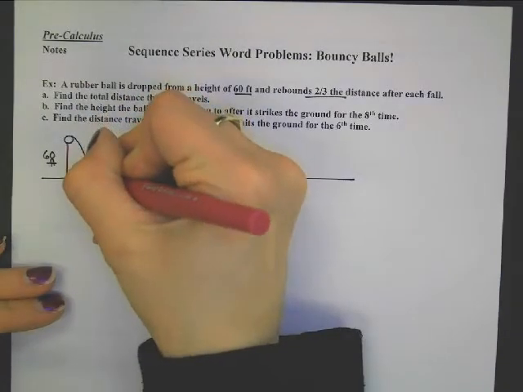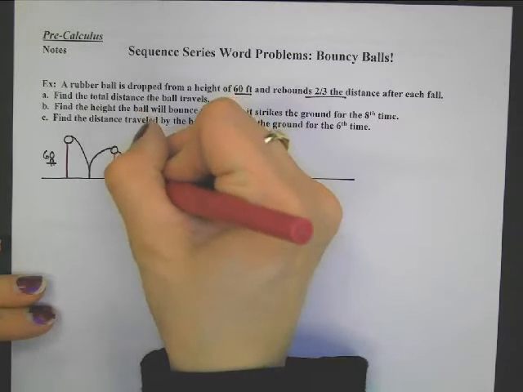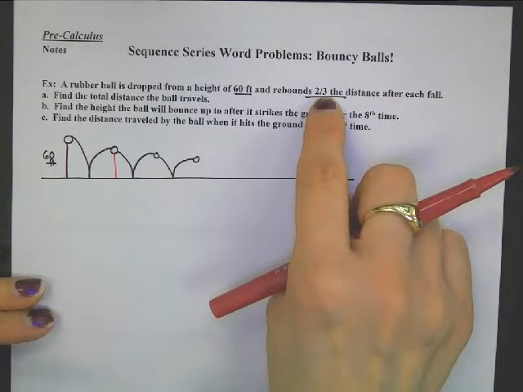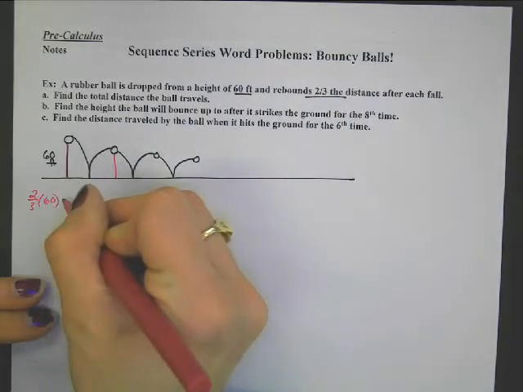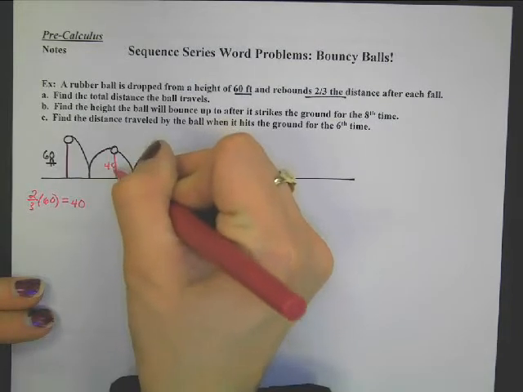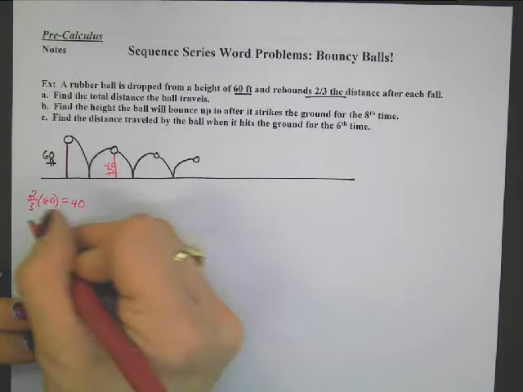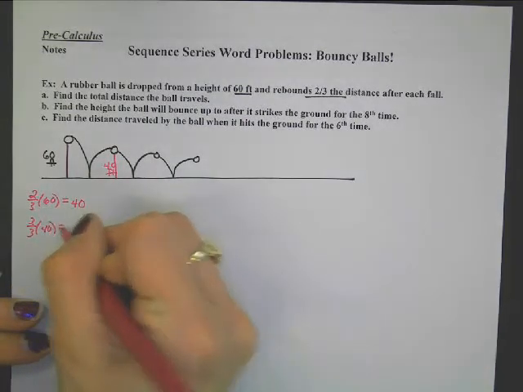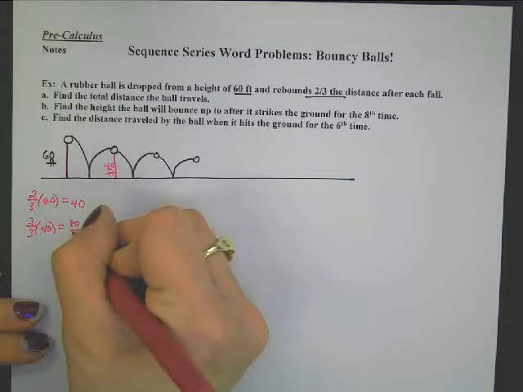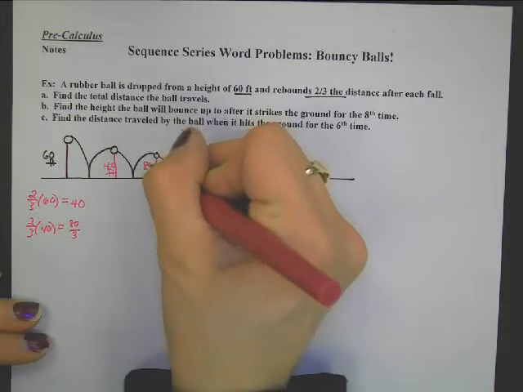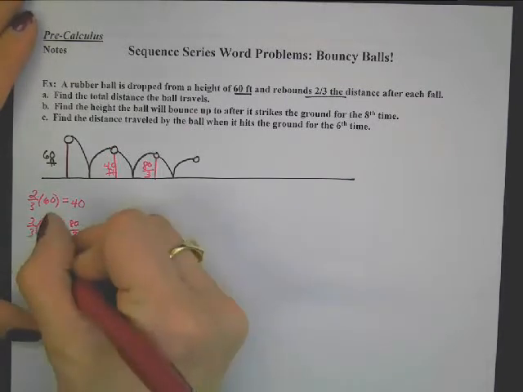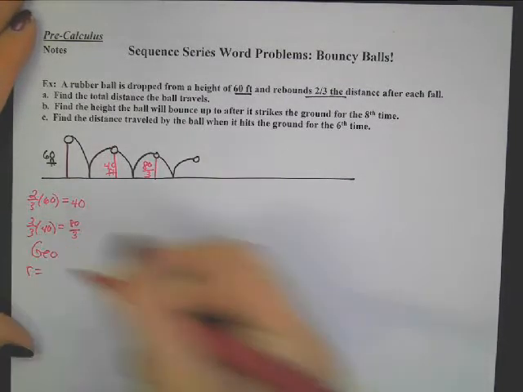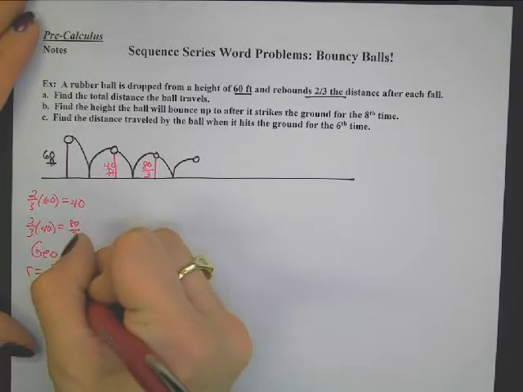So at first, it's 60 feet, but the next height is 2/3 of that. So 2/3 of 60 is 40. So the next height is 40 feet. And 2/3 of 40 is 80/3. I'm going to leave it exact so I don't chop anything off. Okay, so that's enough here to notice what's going on. Is this problem arithmetic or geometric? Definitely geometric. And the r value that you keep multiplying by every time is 2/3.